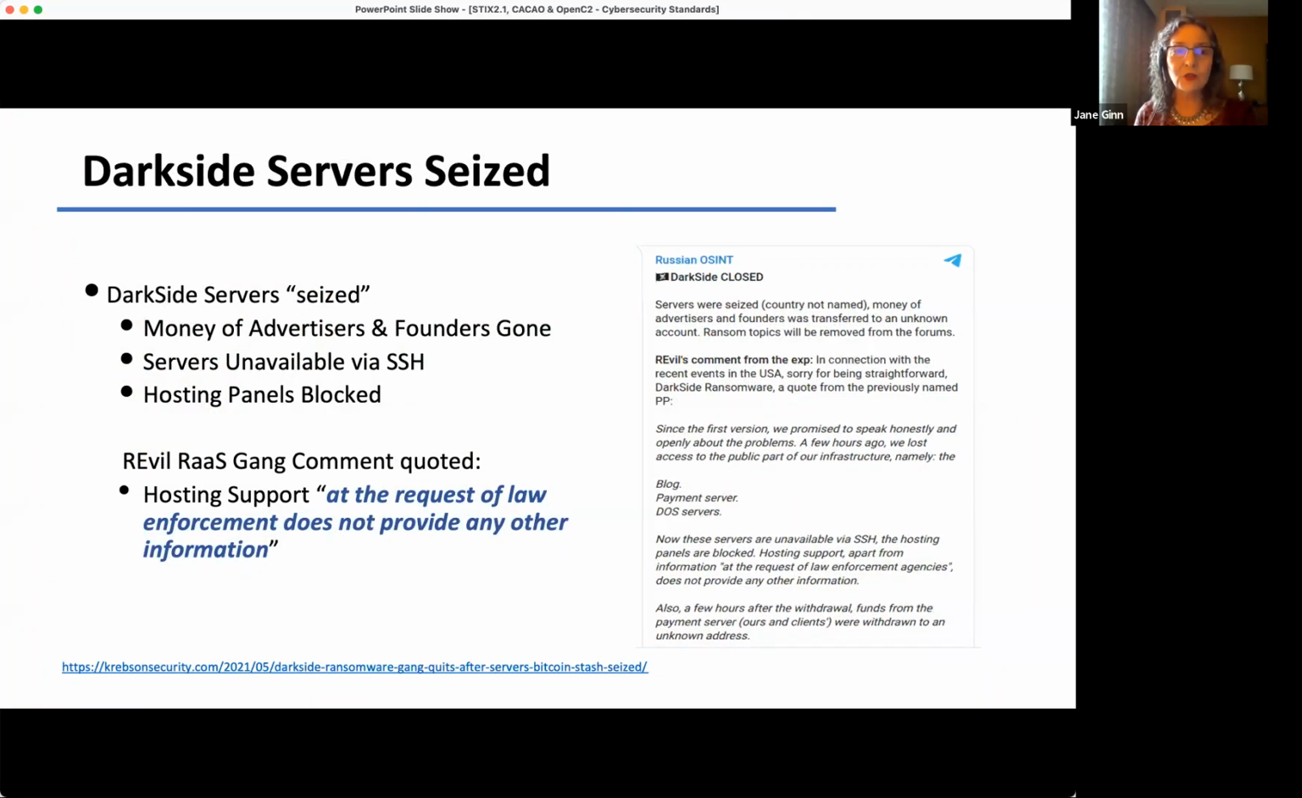But as I mentioned earlier, we saw that DarkSide servers were seized on May 13th. So this was really only 3 days after the FBI flash came out. And DarkSide went on their OSINT platform and informed their affiliates in the broader community that their wallets had been seized. Next slide, please.